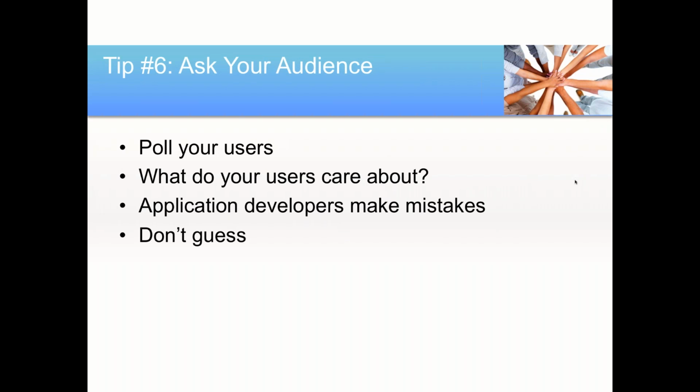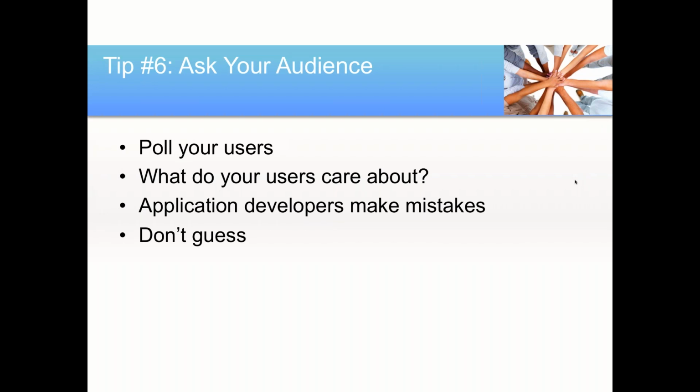Tip number 6, ask your audience, poll your users. What do your users care about? What do they want to see? Application developers make mistakes every single day of the week. Don't make your users guess what your application is supposed to do, or what sections are supposed to do, or what buttons are supposed to do.